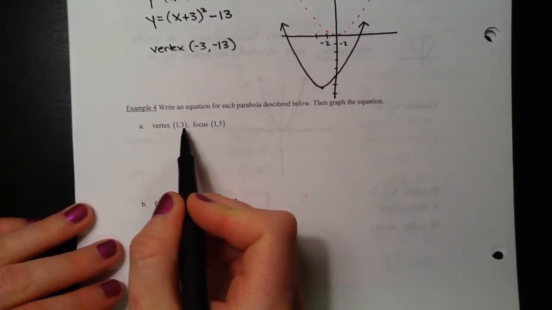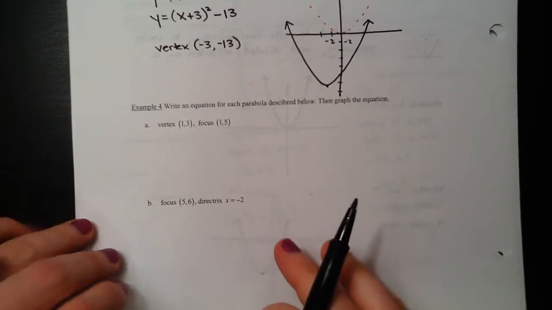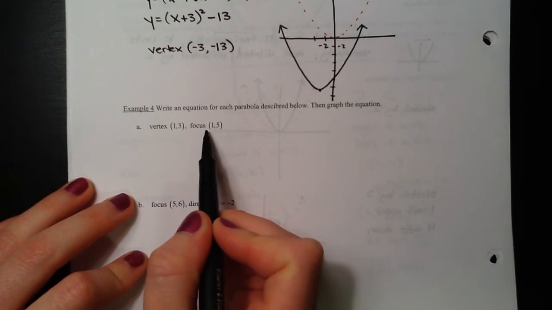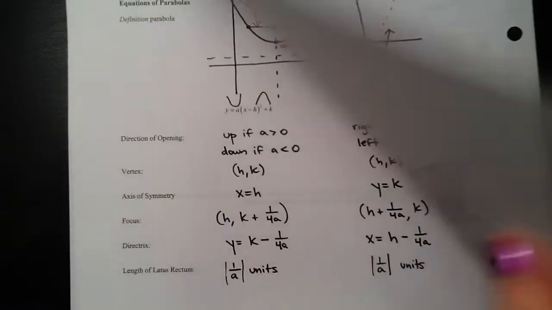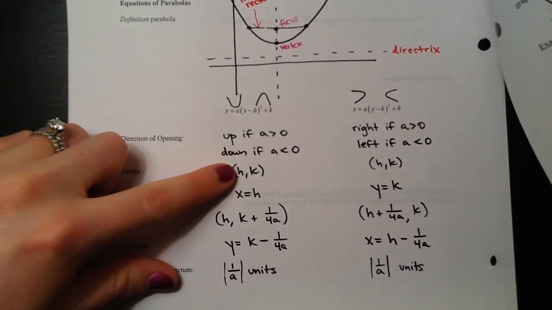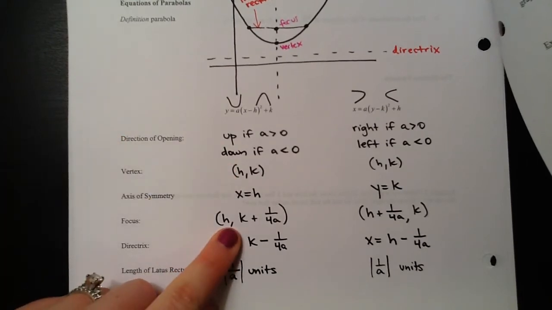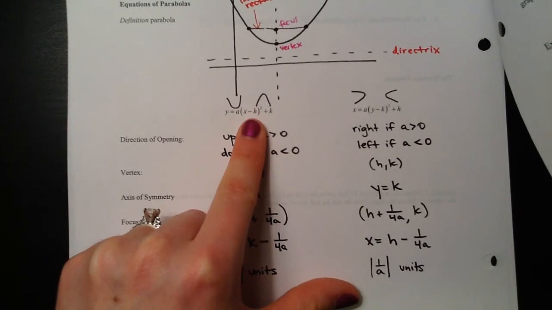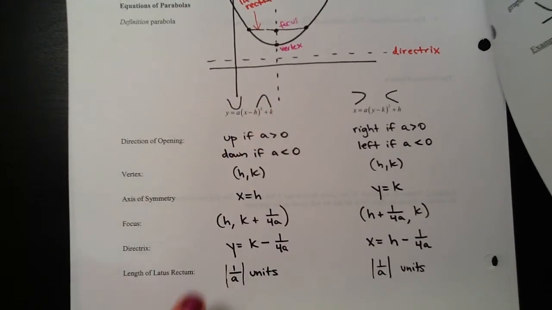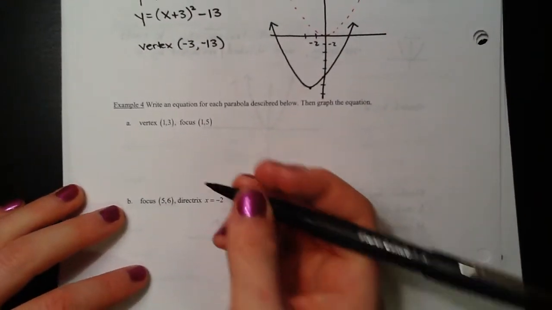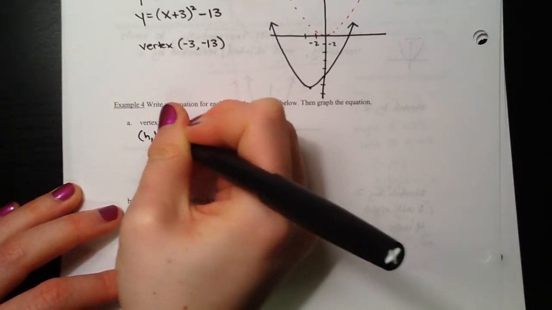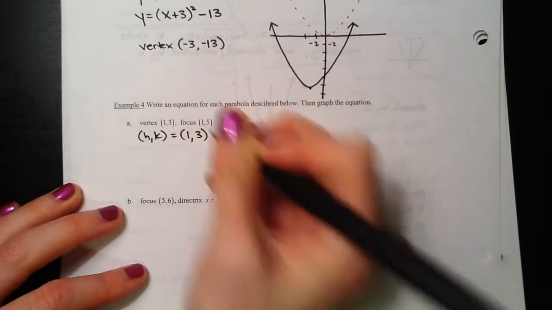So the vertex is 1, 3, and the focus is 1, 5. So if you look back here, notice that the vertex and the focus have the same x value. So here, the vertex and the focus have the same x value. Here they don't. So that's how you know it's supposed to be this form. So let's start with that. So the vertex is H, K. Okay, so I know that.